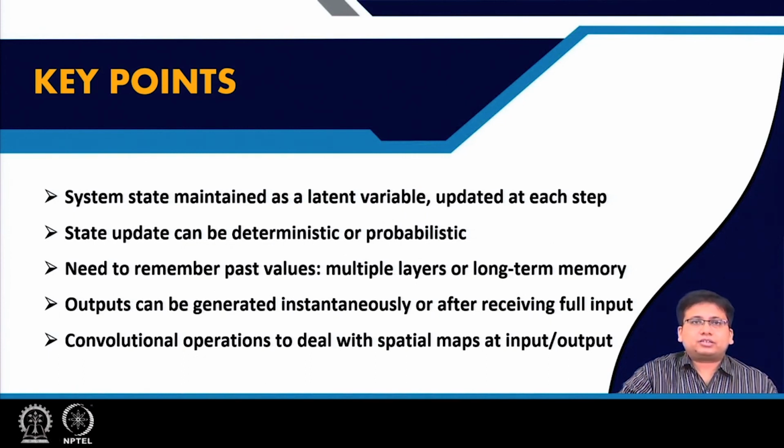In either case, the outputs can be generated either instantaneously, that is, at every time step we can get an output, or we can receive the full input and only then produce the output. And especially if the inputs are spatial maps, or if the outputs are spatial maps, then we need convolutional operations at the input and output. For that we have conv LSTMs or convolution cum recurrent networks. So that brings us to the end of this lecture.